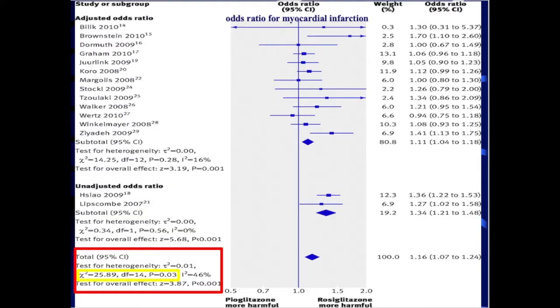So if we look at the same study, but we look at the unadjusted odds ratio, we can see that the chi-square test results in a p-value of 0.03. And we can see that the I-squared is 46%, which indicates that there is heterogeneity. The I-square 46% indicates about a moderate degree of heterogeneity.